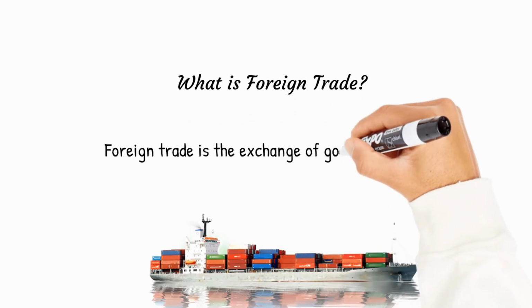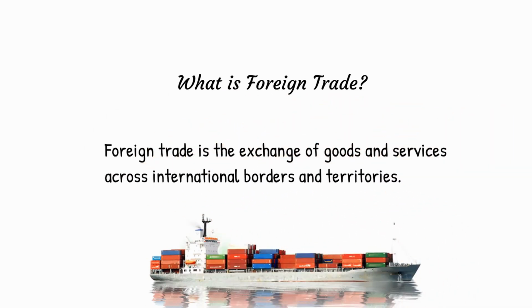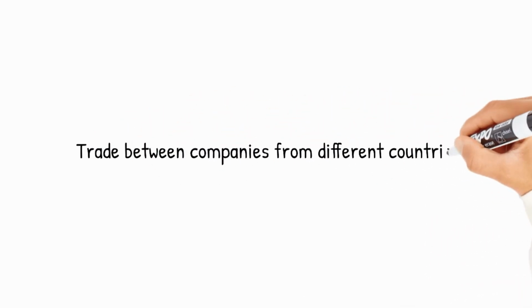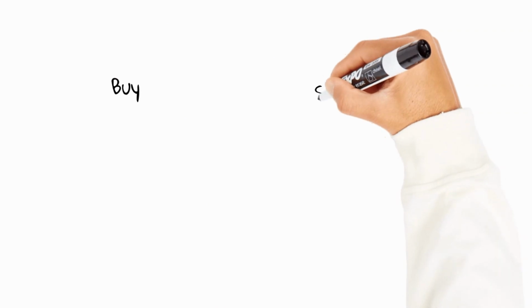Foreign trade is the exchange of goods and services across international borders and territories. Shortly, it is just trade between countries. Let's break down this exchange definition. When we talk about foreign trade, we actually mean two main actions: buy and sell.